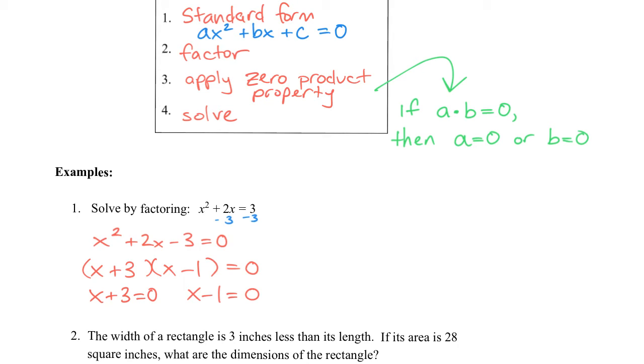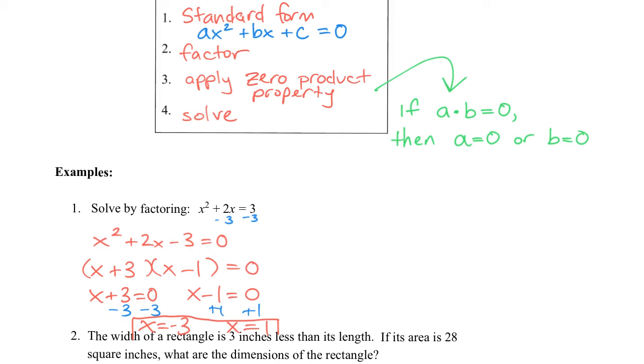And now there's your zero product property. That's step 3. Step 4 is to solve. So what I mean is now you have two little mini equations like you used to do back in 6th and 7th grade. All you need to do is solve them, which means get x by itself. Subtract 3 from both sides, subtract 1 from both sides, and what do I get? I get x equals -3, x equals +1, and those are your two answers.